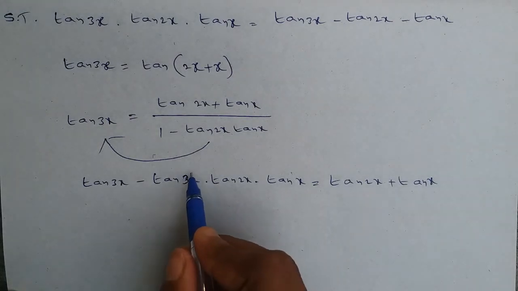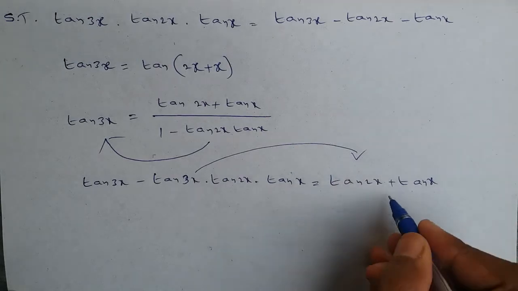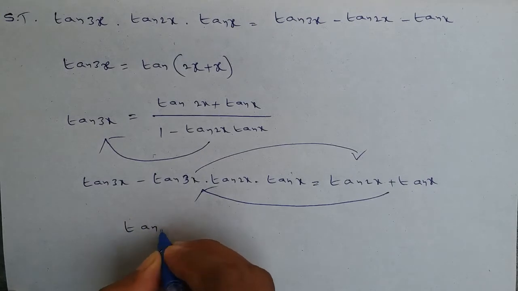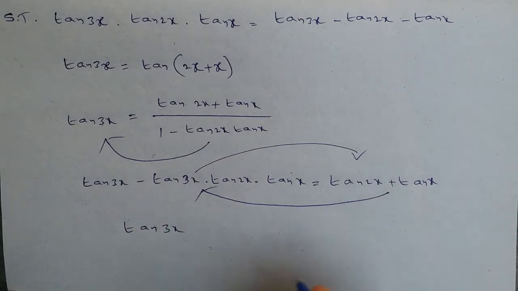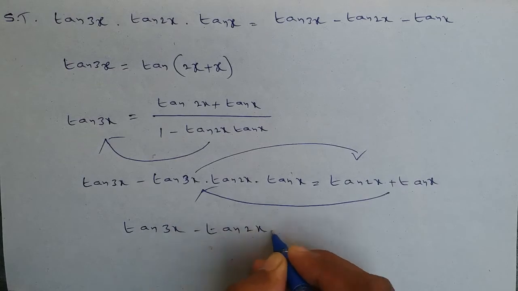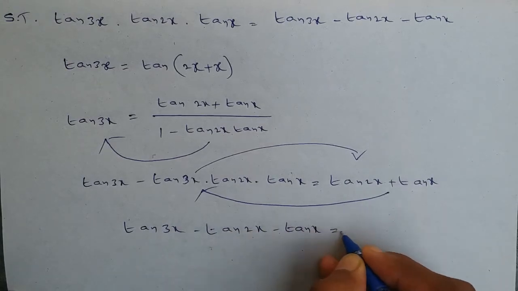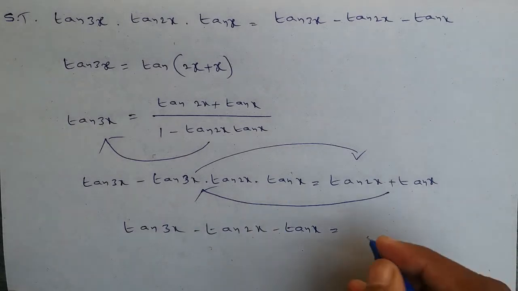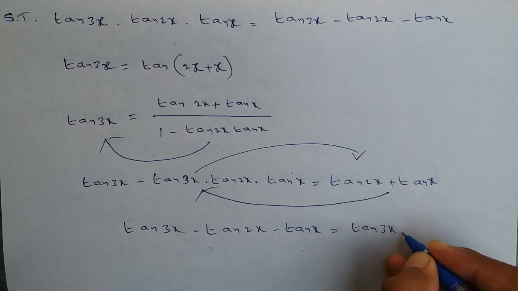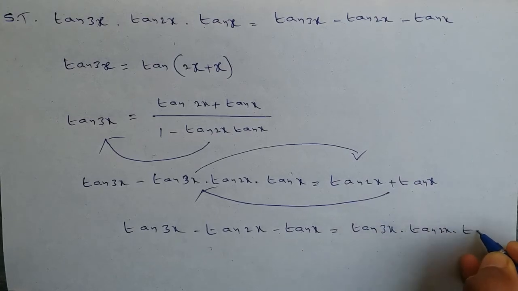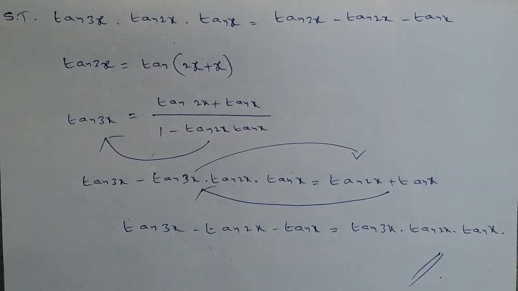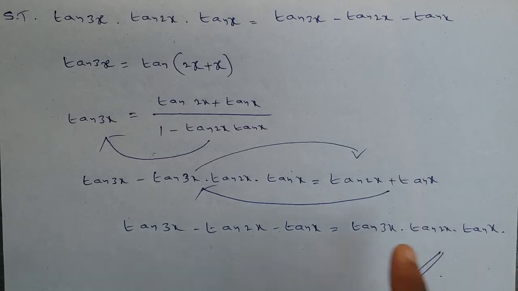Now this whole term I will take to the right side and this whole term I will bring to the left side. Here tan 3x as it is, tan 3x plus tan 2x will become minus tan 2x, plus tan x will become minus tan x, which is equal to, here minus tan 3x tan 2x tan x is there, so it will become plus tan 3x into tan 2x into tan x. Hence proved. Tan 3x into tan 2x into tan x is equal to tan 3x minus tan 2x minus tan x.